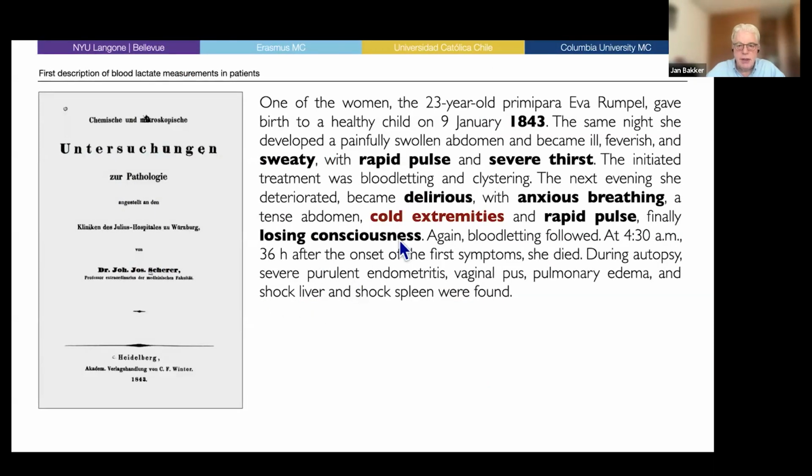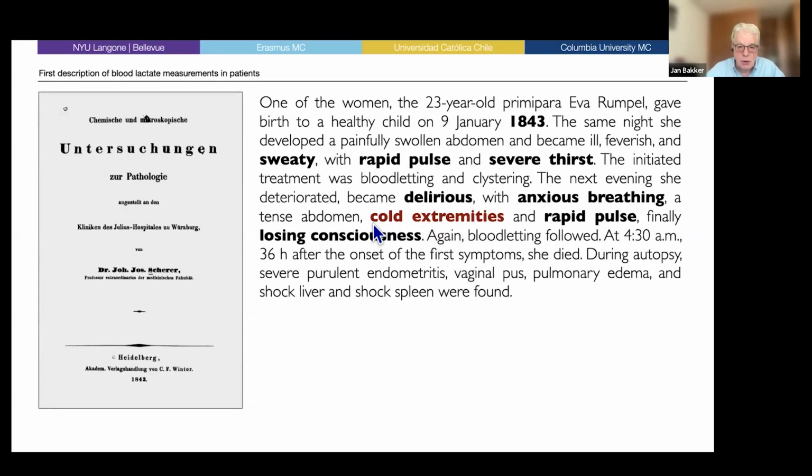40 years later, in 1843, there was the first description of lactate. And in this paper by Johann Scherer, he was a laboratory guy. He did the first measurements in patients, and very sick patients. This was a young 23-year-old dying while giving birth. And he measured lactate, and he described the clinical picture.